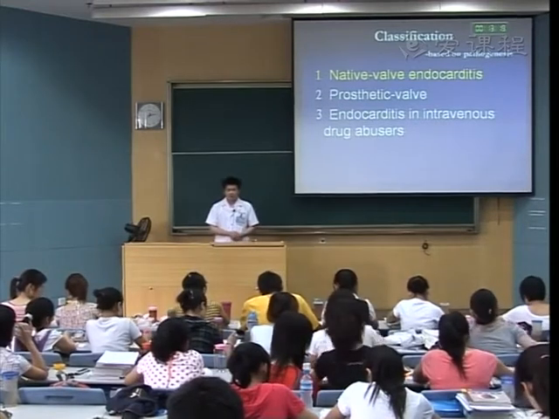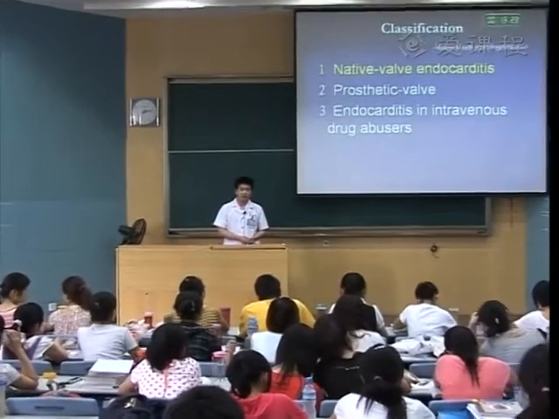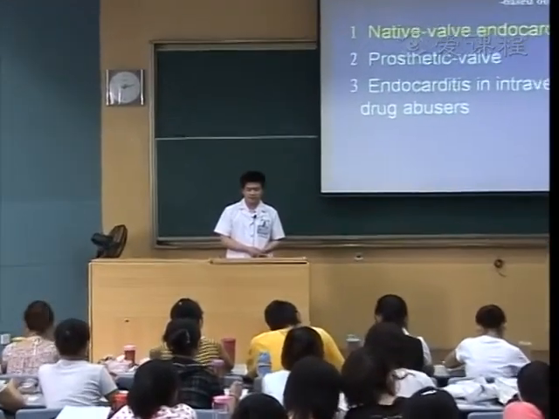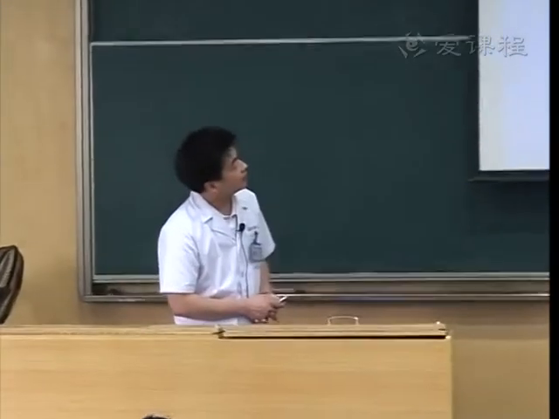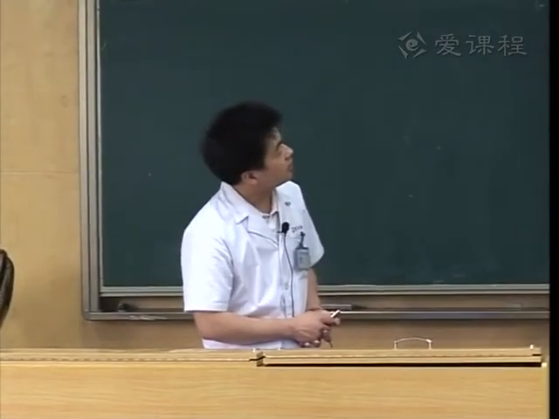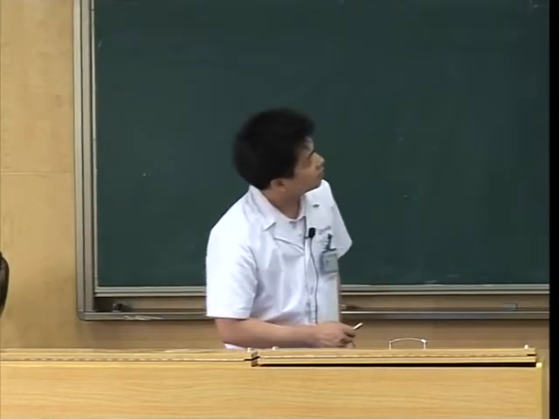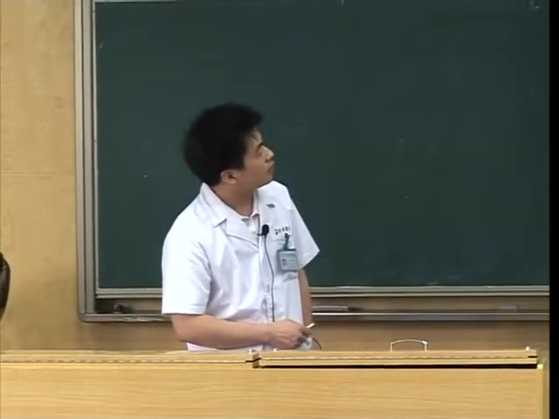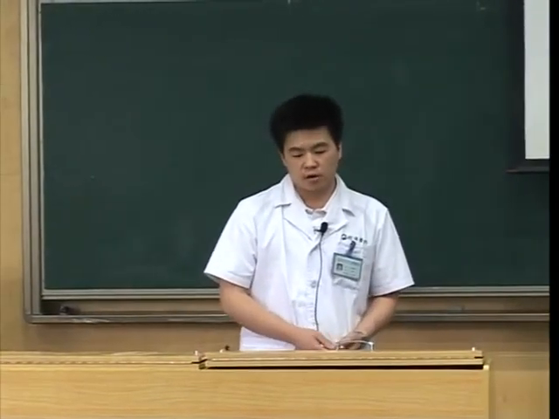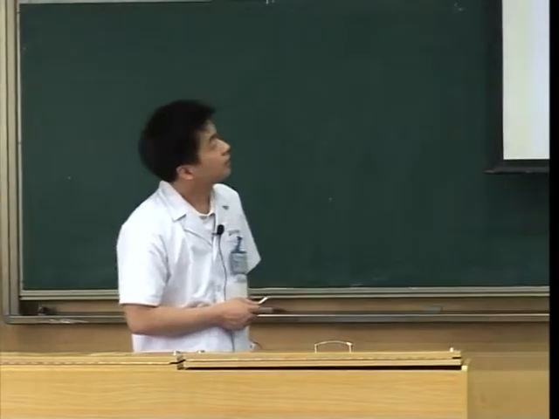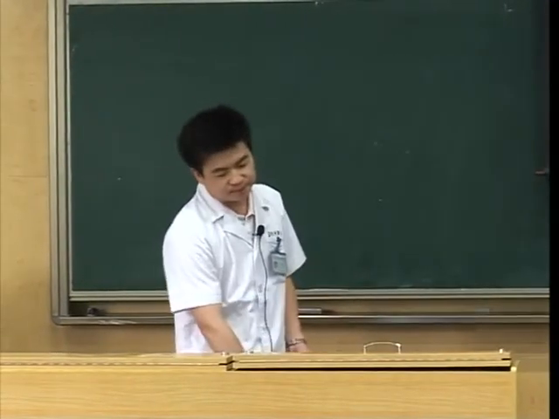Based on the pathogenesis, we can divide infective endocarditis into 3 types. The first is the latent valvular endocarditis. The second is the post-septal valves. The third is the endocarditis in intravenous drug abusers. Today we focus on the latent valvular endocarditis.